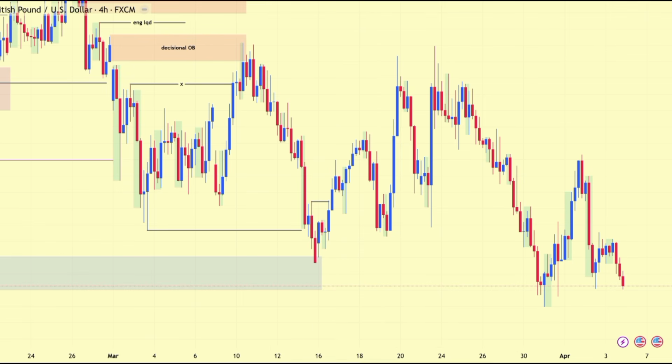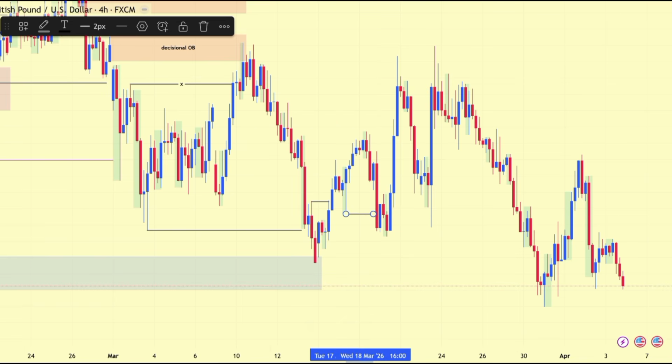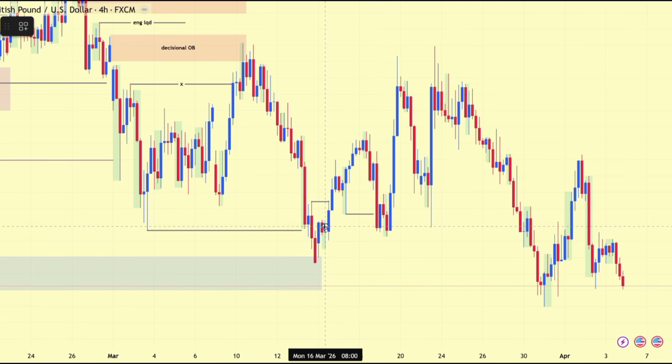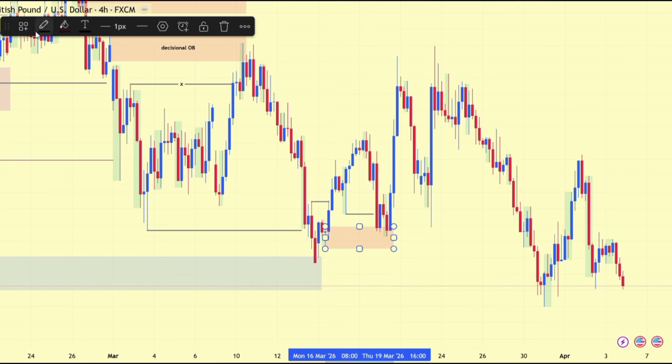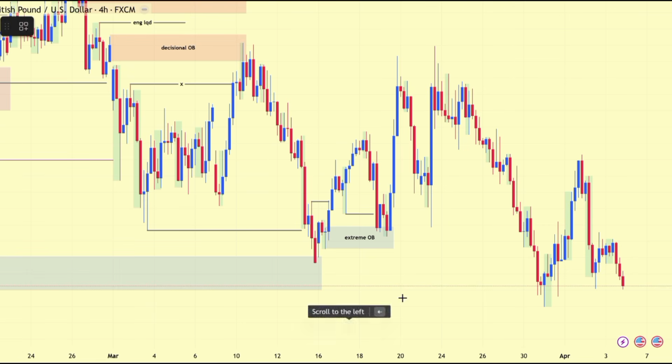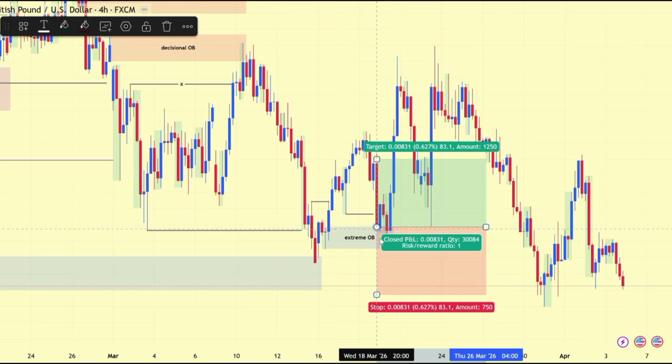Then after that, we can clearly see price takes out the inducement, major inducement, and mitigates the extreme order block, and you can clearly see that buying move all the way to the upside. So there we have it, our extreme order block. And of course, if I was to buy, this will be my entry.